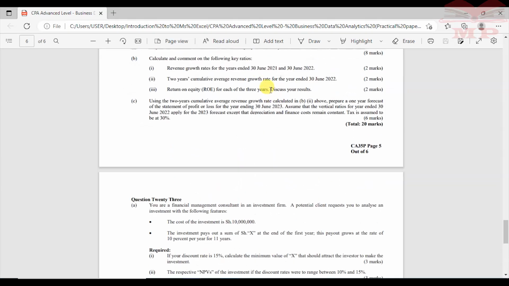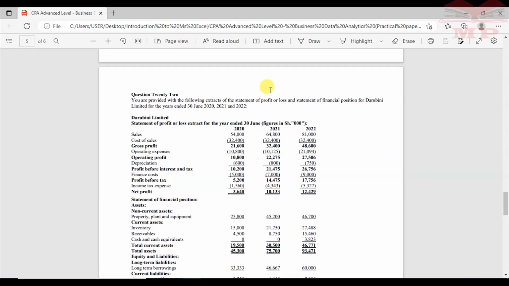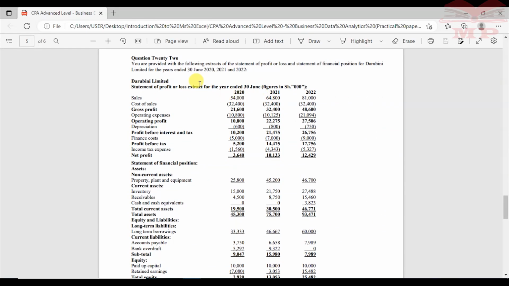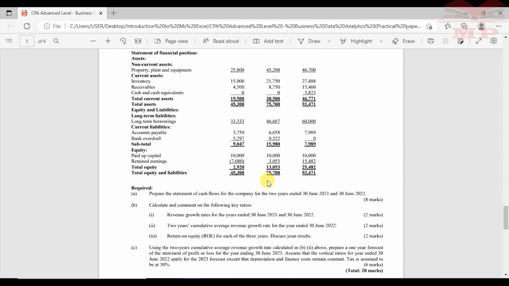Today, we are going to solve the question on a statement of cash flows. This is question 22, which reads: you are provided with the following extracts of the statement of profit or loss and the statement of financial position for the Rubini Limited for the years ended 30th June 2020, 2021, and 2022. Of course, this is the statement of profit or loss extract for the 3 years. Then we have the statement of financial position as well for the 3 years. Then you have the required: prepare the statement of cash flows for the company for the 2 years ended 30th June 2021 and 30th June 2022.